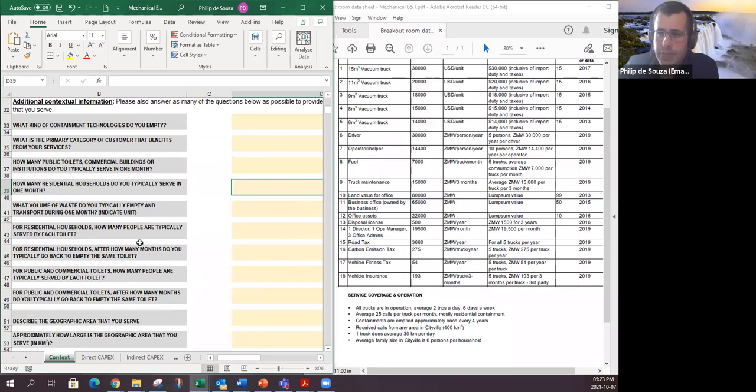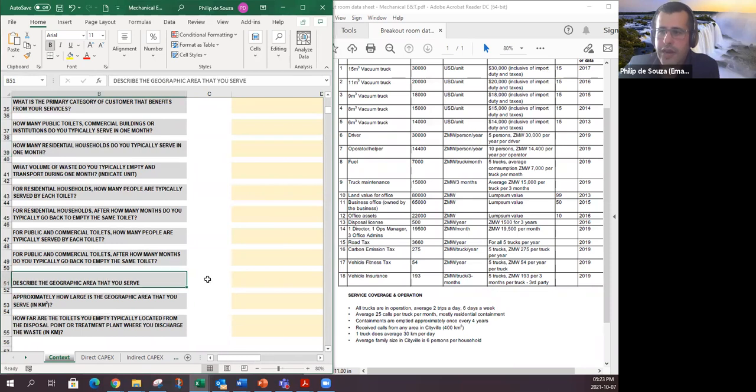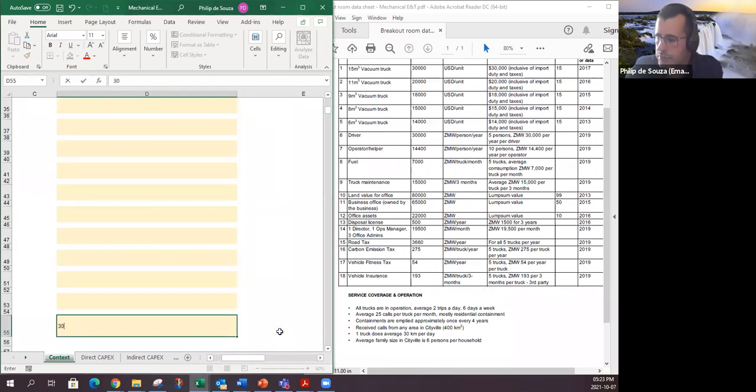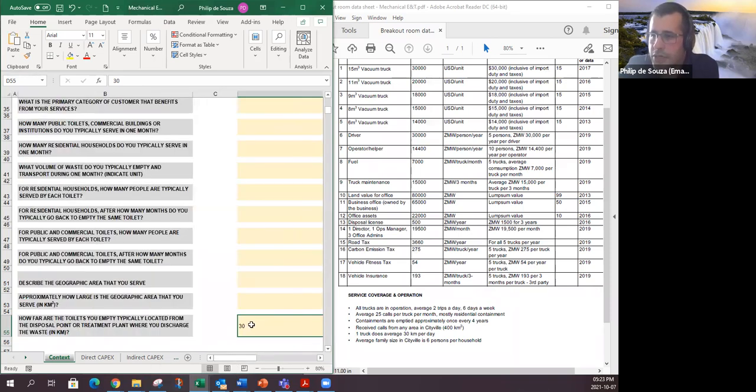After how many months do you go back? We know it's every 4 years. What is the geographic area that you serve? We know that that's 400 square kilometers, this one over here. And then, how far are the toilets you empty typically located from the disposal point in kilometers? They told us that one truck does an average of 30 kilometers per day, so we would put in the 30 kilometers over here as an example. Okay, all right, so that's just some context information.